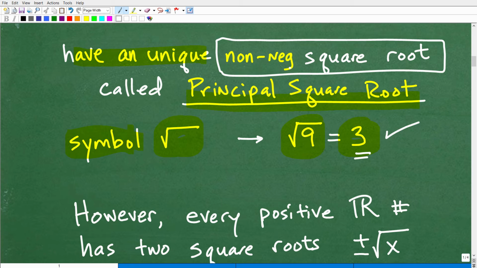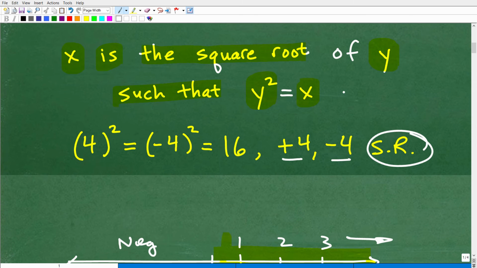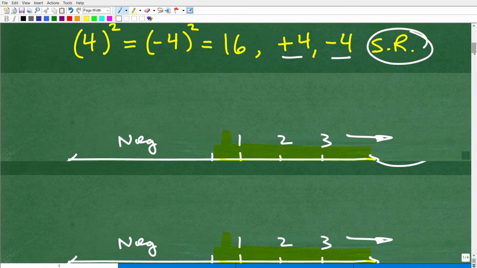So this unique non-negative square root of a non-negative real number, i.e. 9, is a non-negative real number. This is something called the principal square root. Let's just go back to this example here with 16. We saw that the square root of 16 is equal to positive 4 and negative 4. The positive square root, this one right here, is referred to as the principal square root.